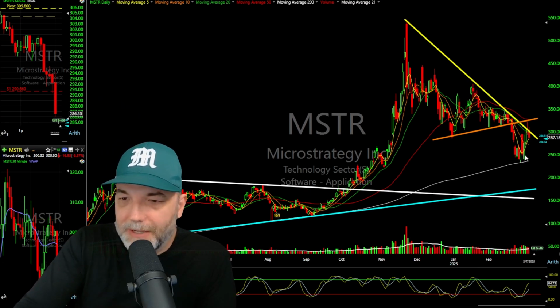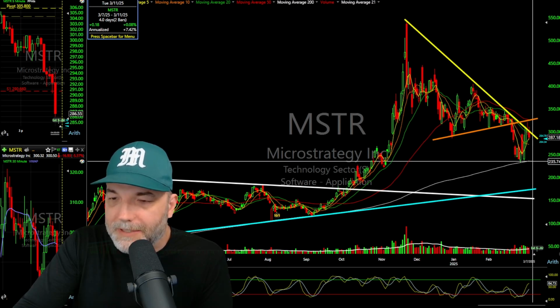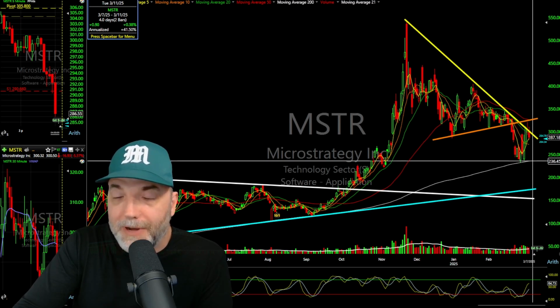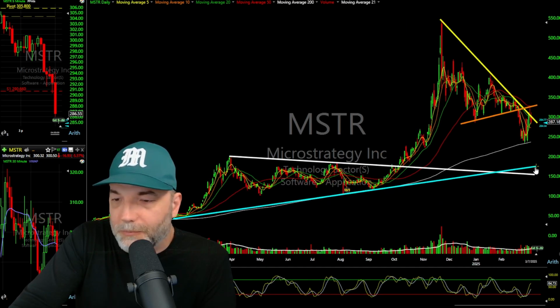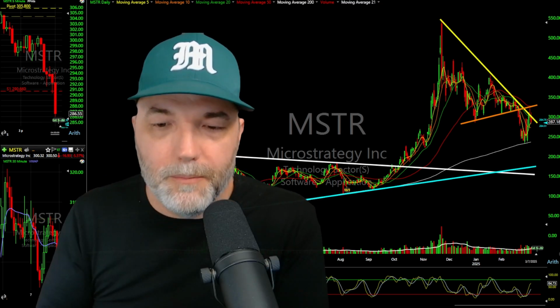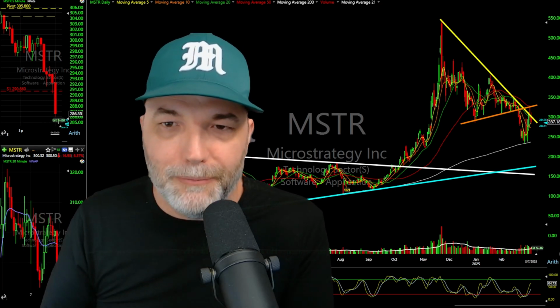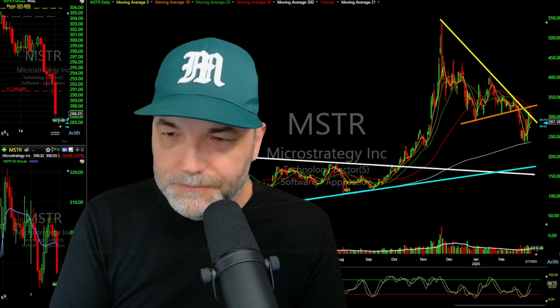To the downside, obviously the 200-day moving average is a rock. If it comes back down there and tests it and can hold it, it provides the opportunity to bounce. If that doesn't hold, though, then these two support levels, one or the other, needs to come in strong and offer up some support for the stock. And we're in a very difficult market. It's not been the best of days for Bitcoin, and that's been reflected in MicroStrategy's stock price.